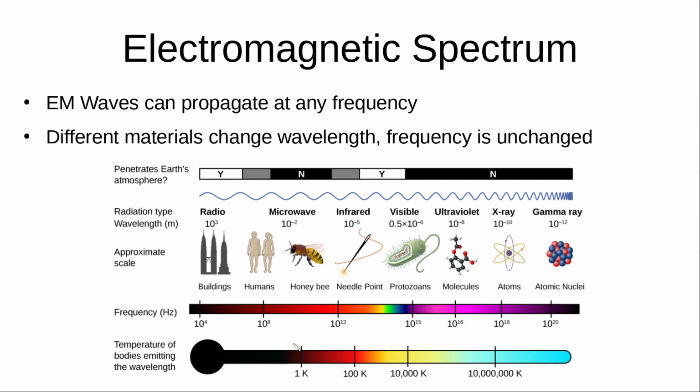So electromagnetic waves, normally light is an electromagnetic wave, but visible light, that is. But electromagnetic waves can have basically any frequency. And if an electromagnetic wave passes from one material to another, the thing that changes is the wavelength. The frequency always stays the same because that's time dependent.